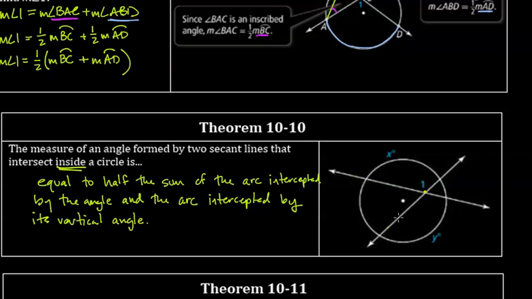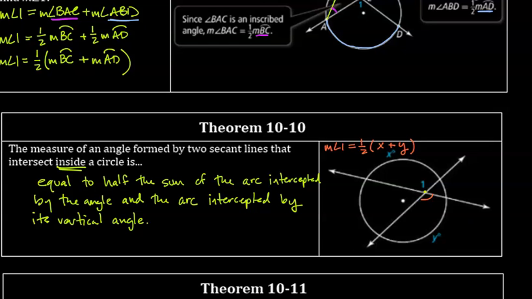Right? So we have these two intersecting secants. They create four different angles, but we know that they kind of come in pairs of vertical angles. So if I wanted to know the measure of angle 1 here, I can say the measure of angle 1 is going to be half of the sum of its intercepted arc, so that's x, and the intercepted arc of its vertical angle down here, which is this y here. So angle 1 would be half of whatever this arc is plus whatever this arc is. And that's going to be theorem 10-10.